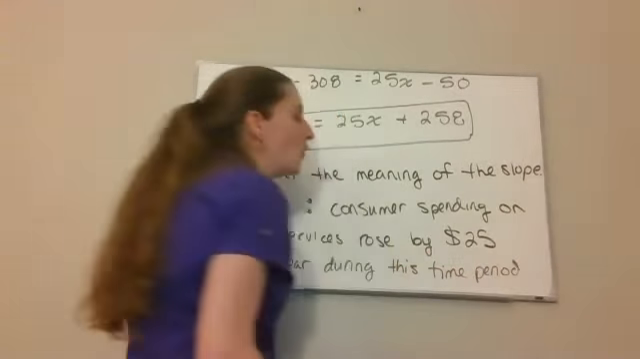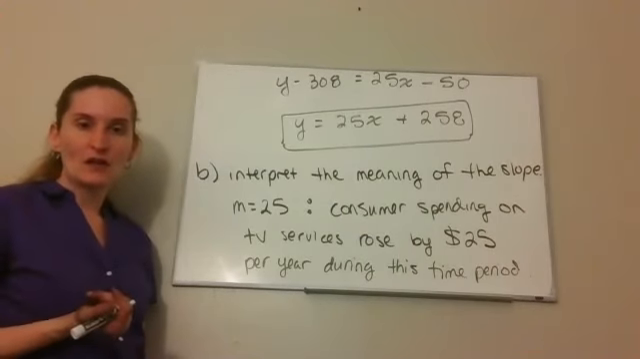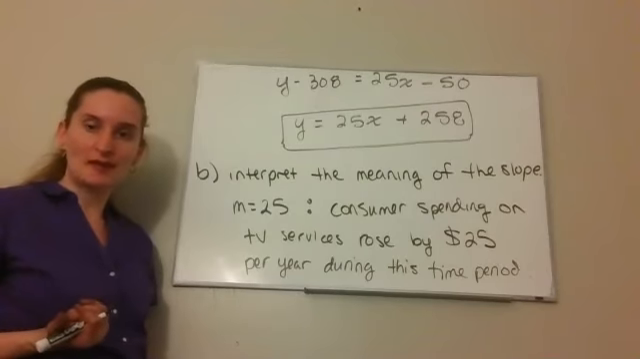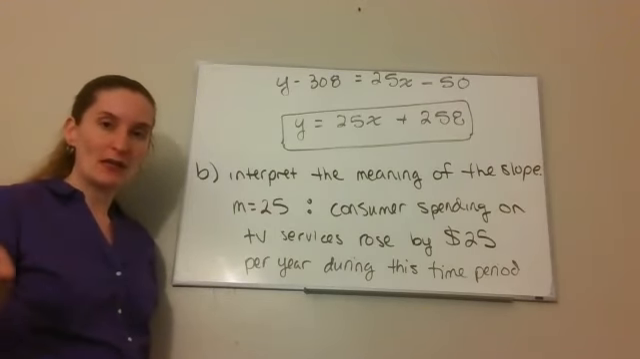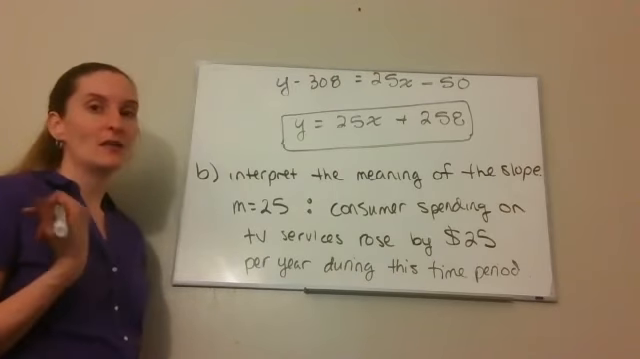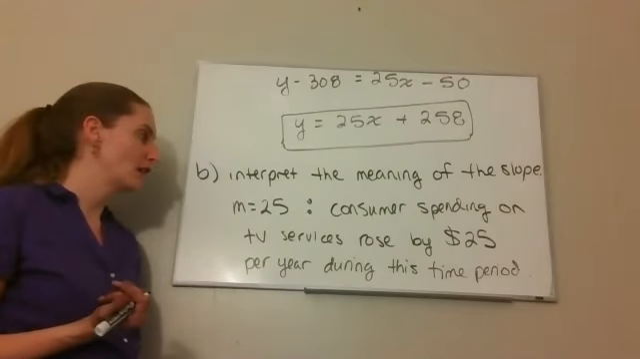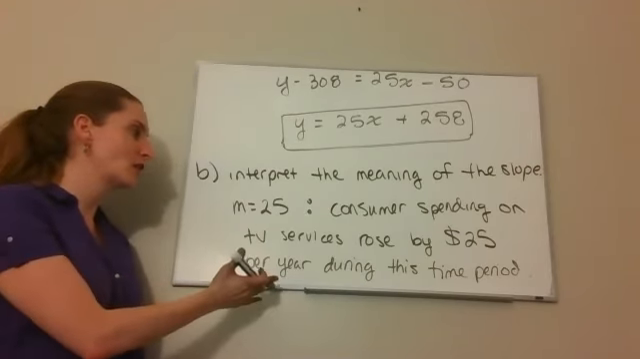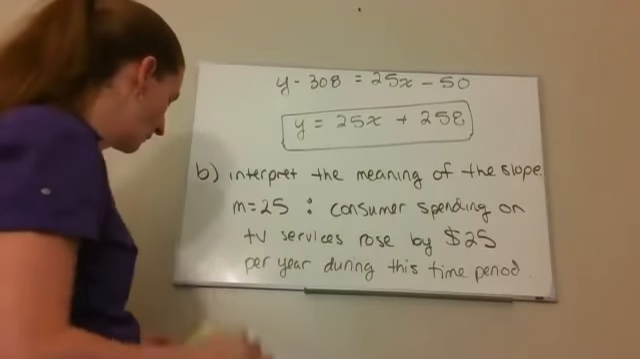Remember that your slope is your change in y over change in x. So the units for my y coordinate was the amount that was spent on TV services, and my x coordinate had units of the years. So this is how much the TV services are increasing per year to figure out the meaning of the slope.